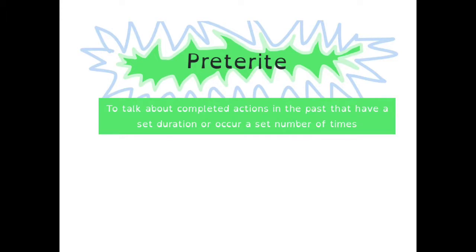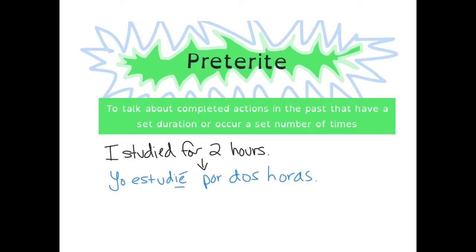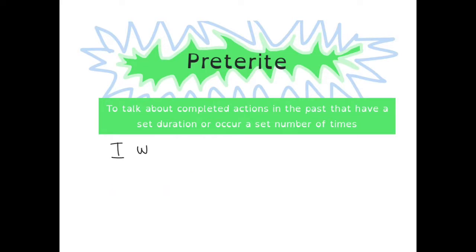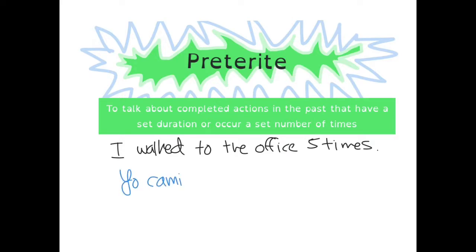Another use, to talk about completed actions in the past that have a set duration or set number of times that they occur. So something like, I studied for 2 hours, that's a set amount of time, that's a duration. Or in this case, I walked to the office 5 times. You know the action has been completed a certain number of times, therefore you would use the preterite tense in Spanish. Yo caminé a la oficina 5 veces, veces being times.